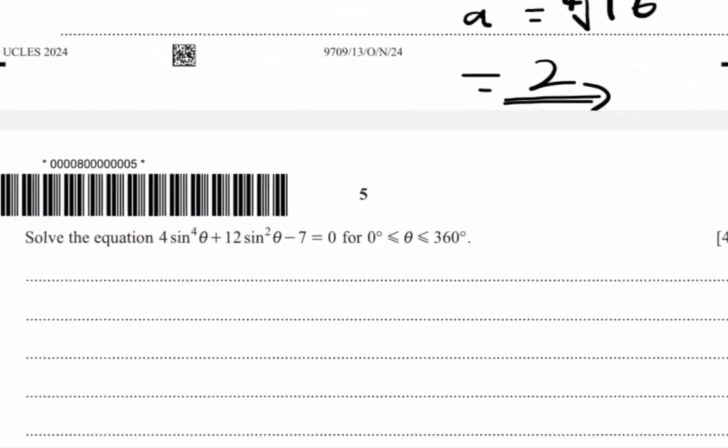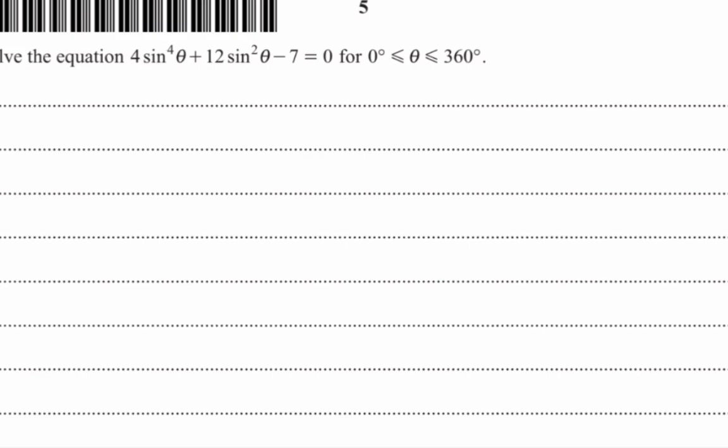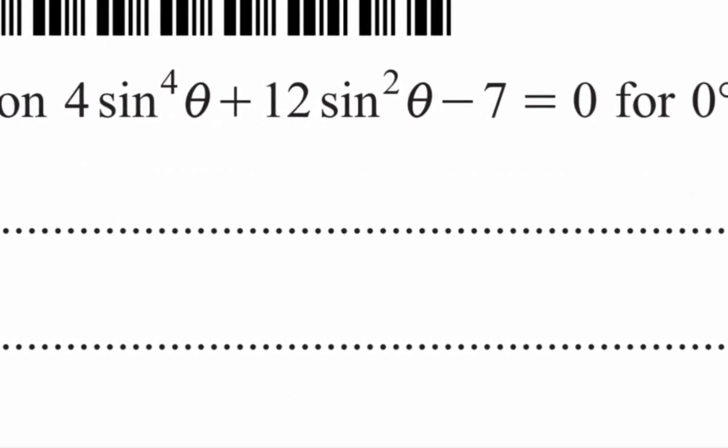And for the fourth question, it says solve the equation 4 sine to the power 4 theta plus 12 sine squared theta minus 7 is equal to 0, for theta taking values from 0 degrees through to 360 degrees. And as you can see, this power right here is twice this one. So we call this a disguised quadratic.